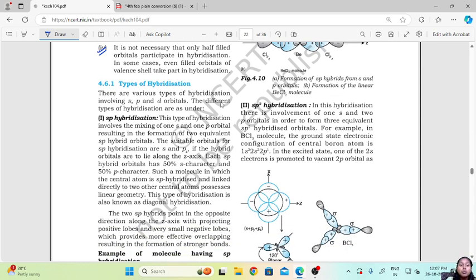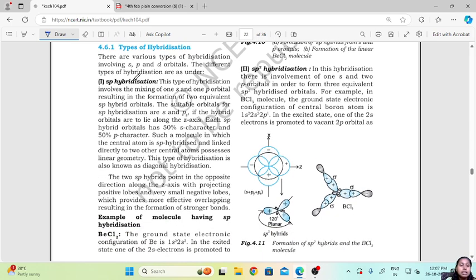With this, we will move to the types of hybridization. Now, there are various types of hybridization, and they involve s, p and d orbitals. First, we will see hybridization involving only s and p orbitals. After that, we will involve the d orbitals. First, let's start with sp hybridization.